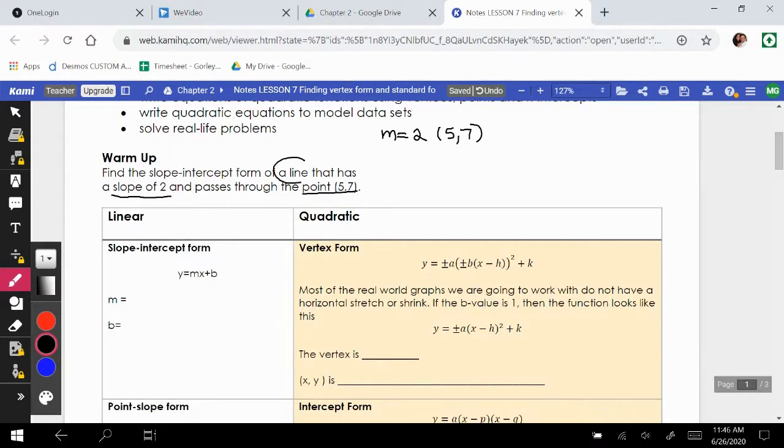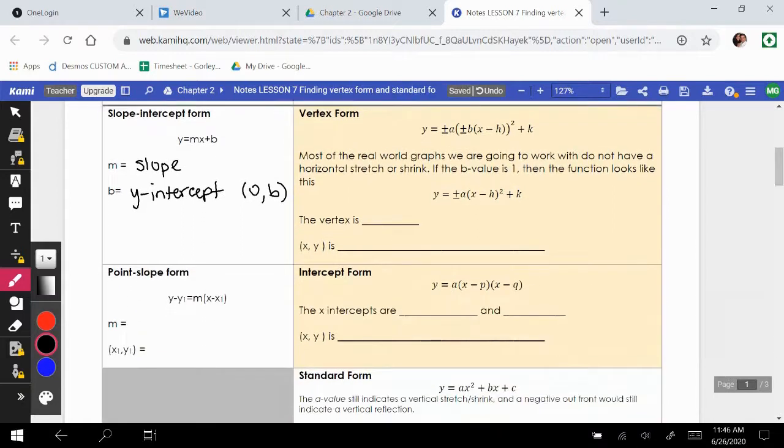Okay, I know to use a linear equation because it talks about it being a line in the problem. For linear functions, slope-intercept form is y equals mx plus b, where m represents the slope and b represents the y-intercept. If I want to write the y-intercept as an ordered pair, it would be (0, b) in this case. For point-slope form, that is y minus y1 equals m times (x minus x1), where m, again, represents the slope, and (x1, y1) represents any point on the line.